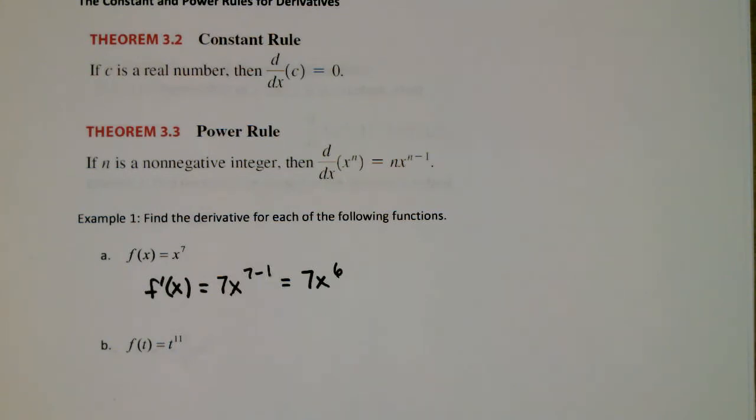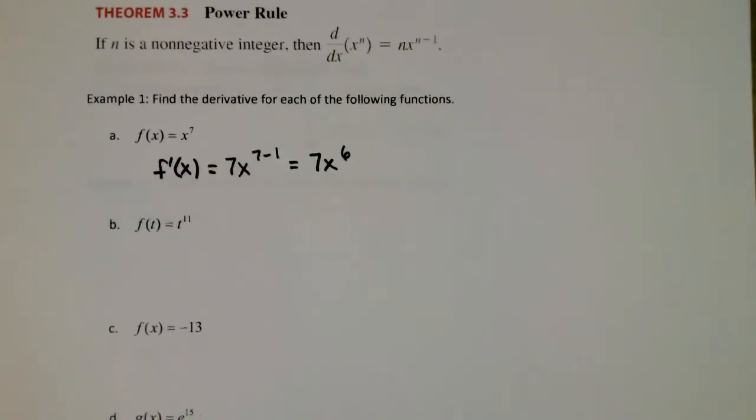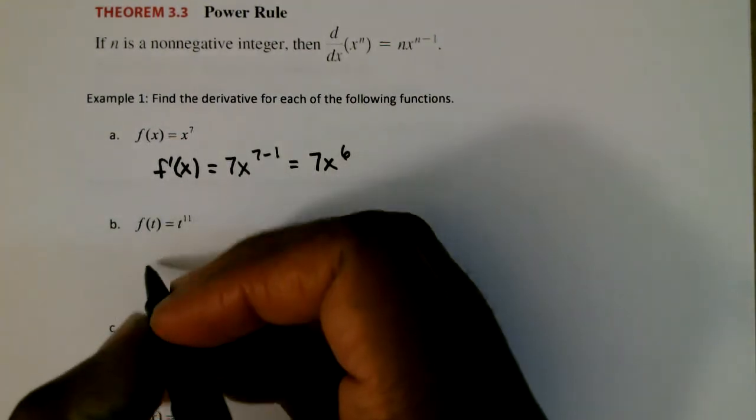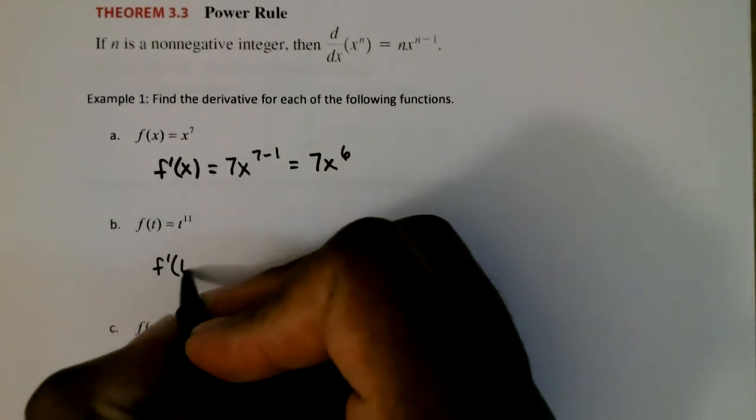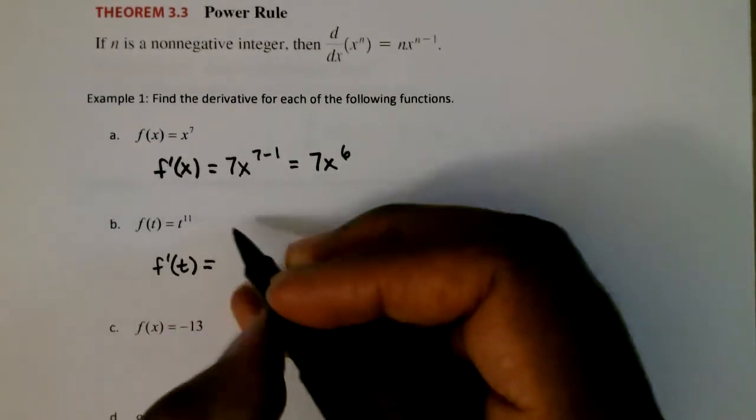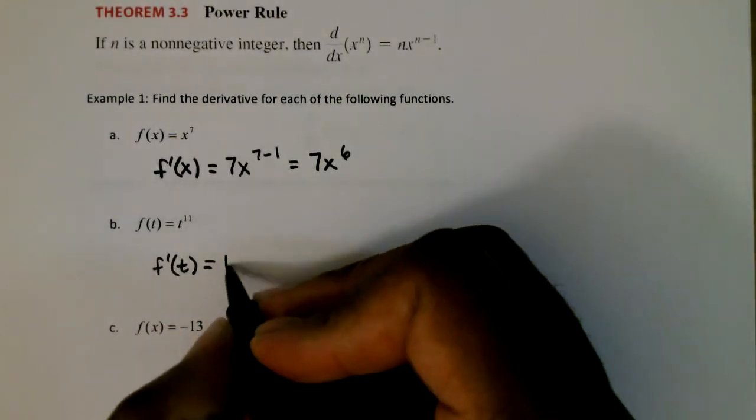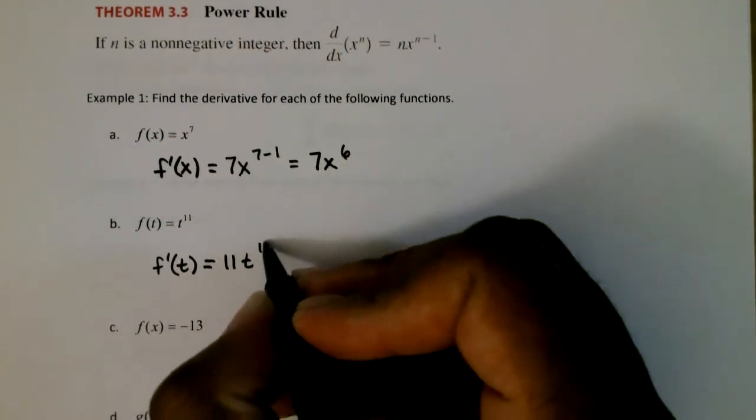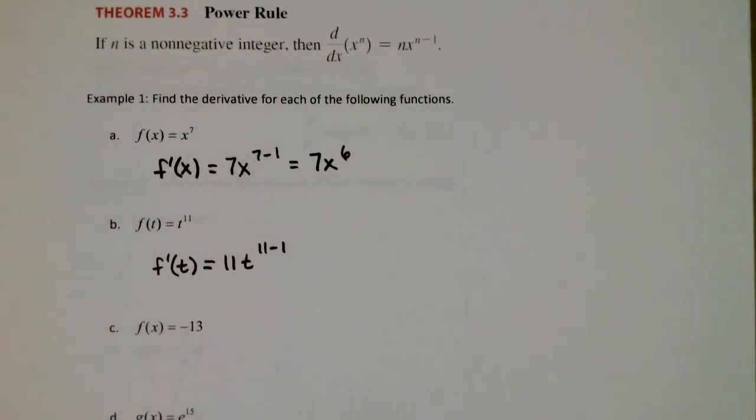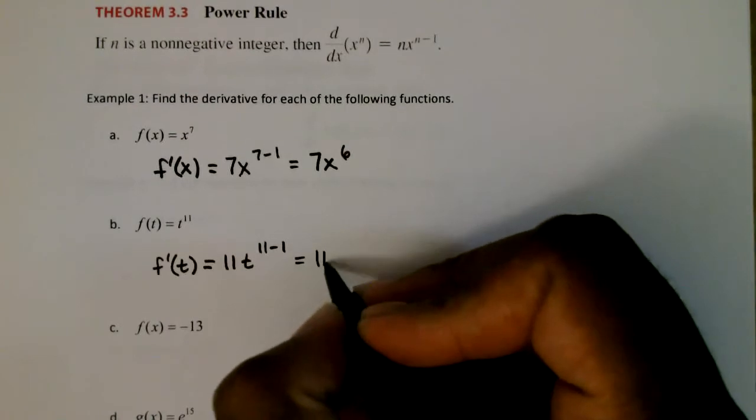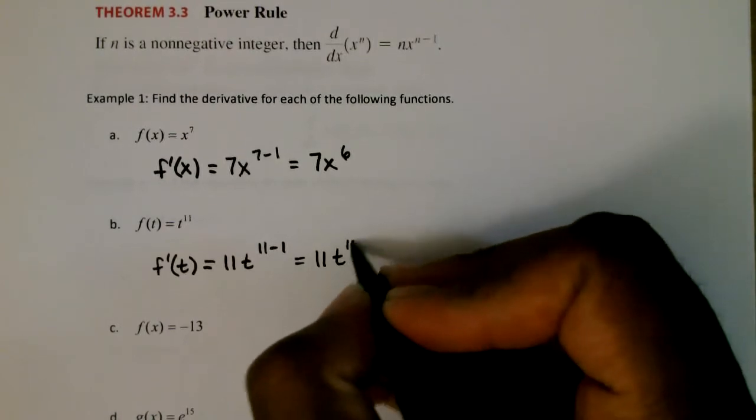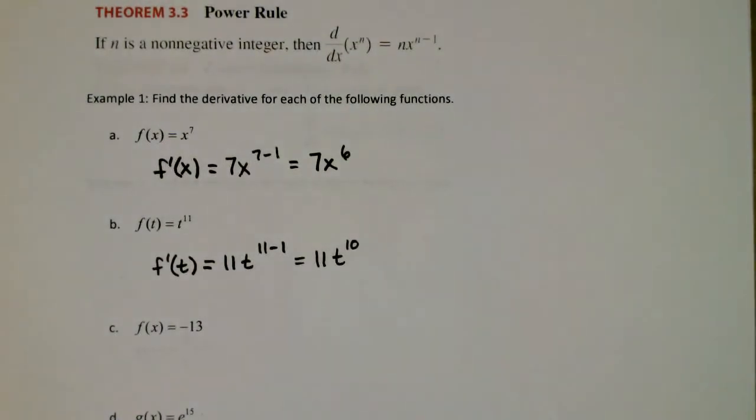Okay. Now part B, we've got f of t is equal to t to the 11th power. And here I want to find its derivative. So this means f prime of t. Here we bring the exponent down, bring down the 11, copy over the t, and it's going to be to the 1 less power. We subtract 1 from 11. And 11 minus 1 will be 10, so we'll end up with 11 times t to the 10th power. So the derivative of f of t equaling t to the 11th will be 11t to the 10th.